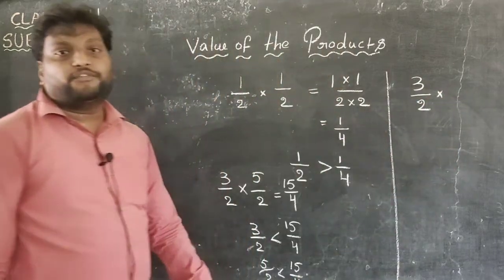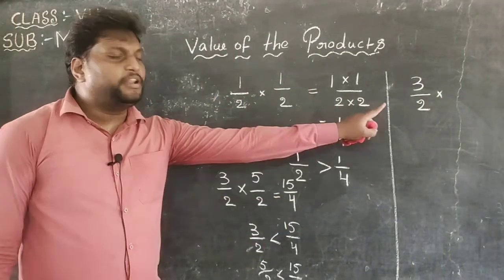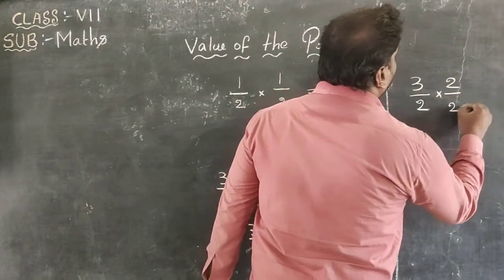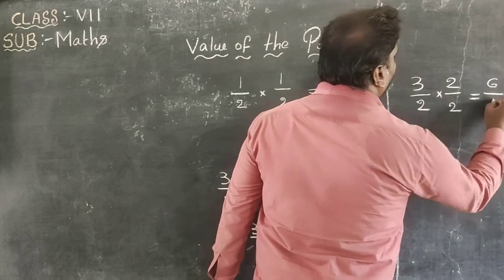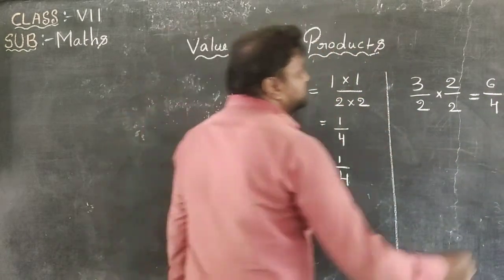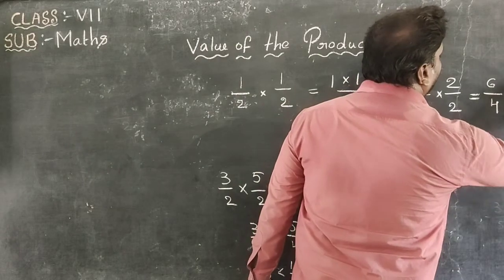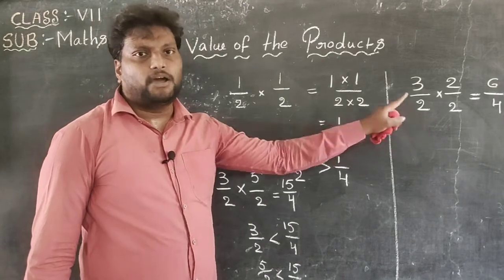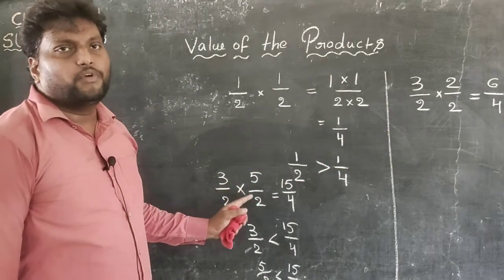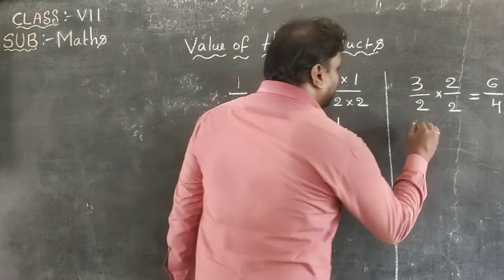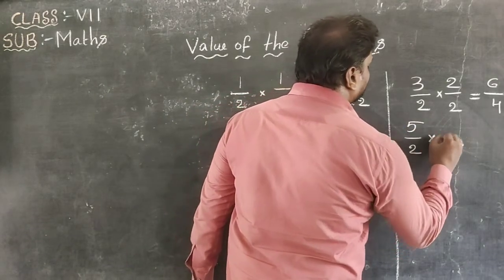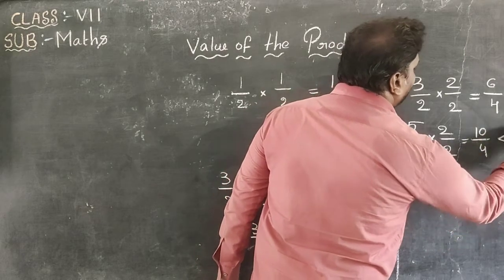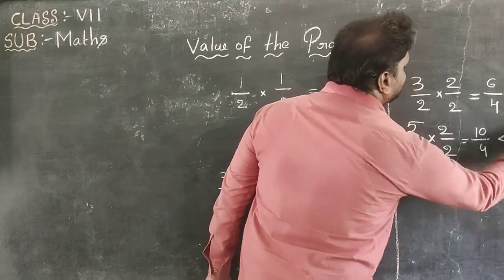We completed equivalent fractions already. I want the denominator value to be 4, so we should multiply by 2 by 2. Then what will we get? 3 twos are 6, 2 twos are 4. 6 by 4 is less than 15 by 4. This is the resultant value, and 6 by 4 is one of the improper fractions. Like that, 5 by 2 also, multiplying by 2 by 2, is equal to 10 by 4, which is less than 15 by 4. This is the resultant value.